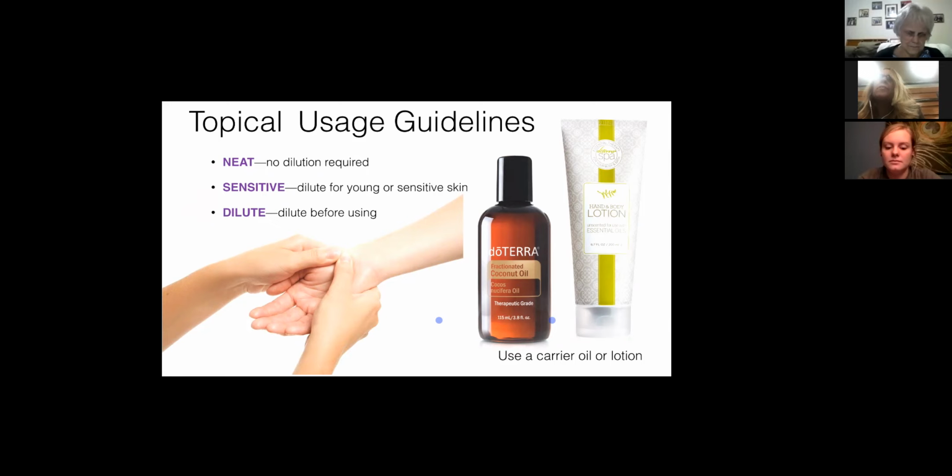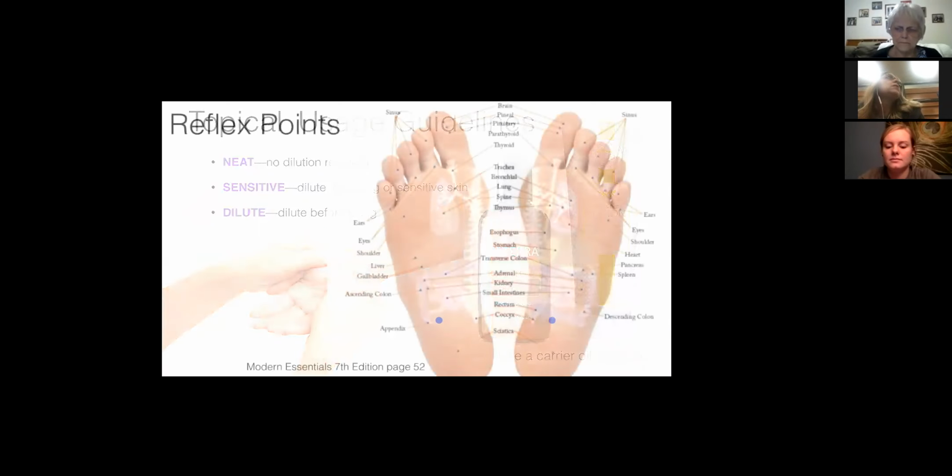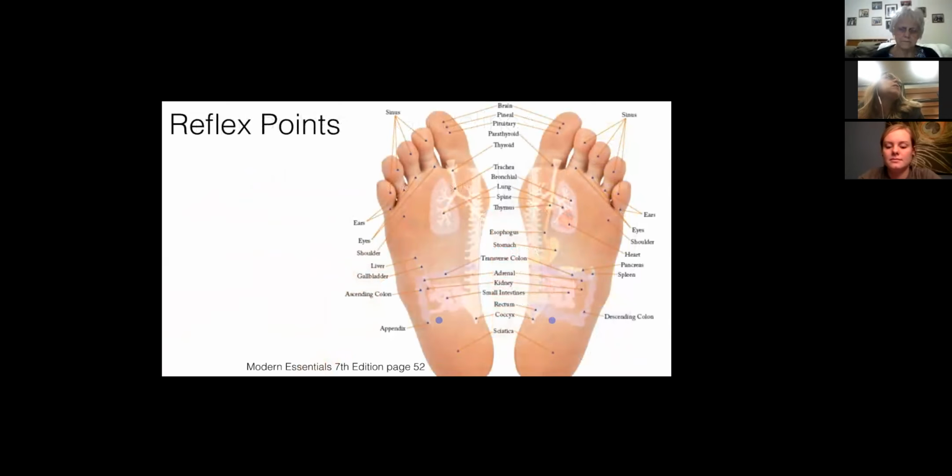So neat means that you don't need any dilution. Sensitive means you dilute for younger sensitive skin. And dilute means it's a hot oil, so you want to dilute it when you use it. One tip that we give people is the bottom of your feet is a really good place to apply your essential oils. There are different reflex points on your foot that correspond to different parts in your body.